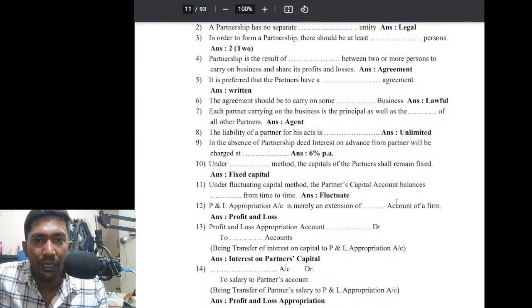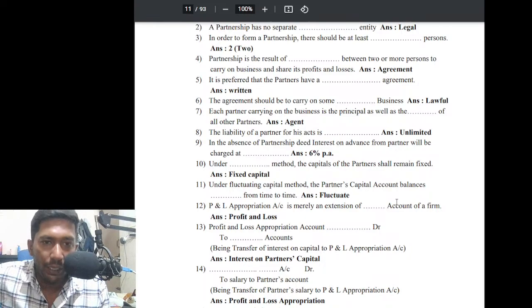Like for example, interest on drawings, interest on capital, salary to employee, commission to employee, brokerage to employee. This is nowhere related to business. It's a non-business item. So we consider this in the appropriation account. Okay, guys.